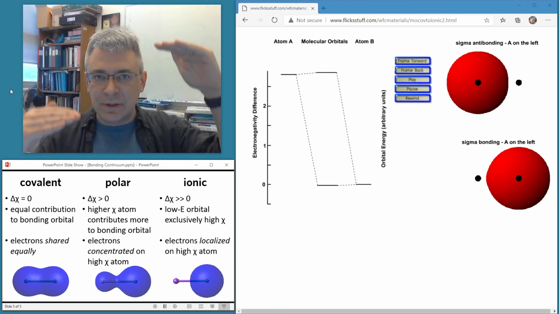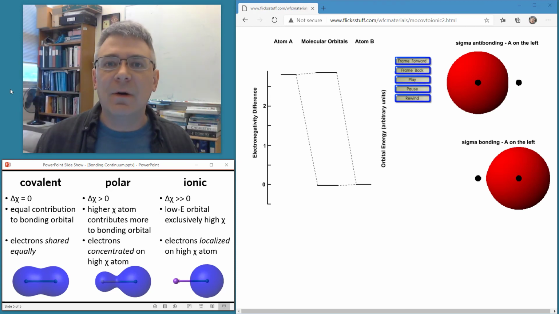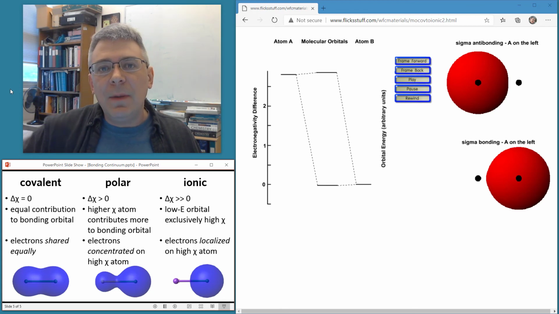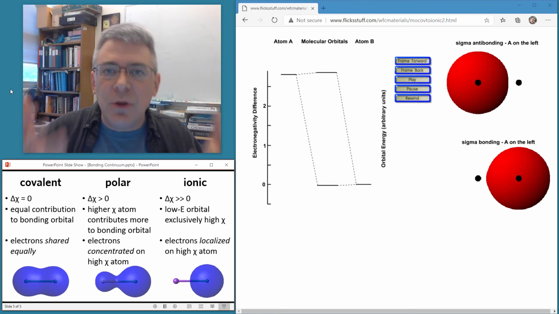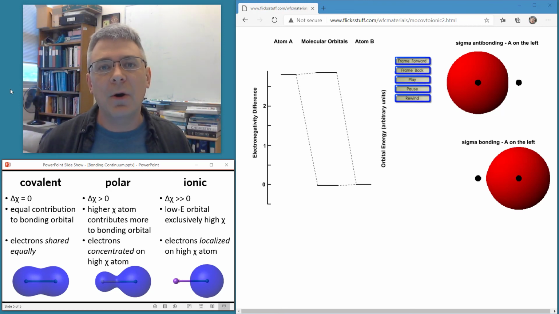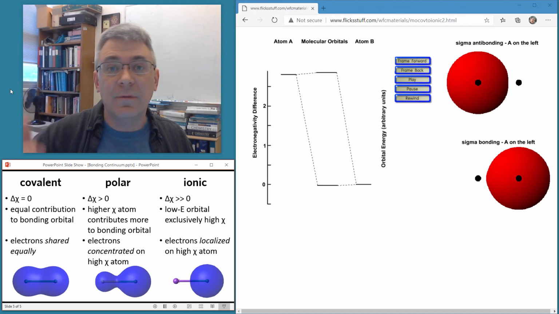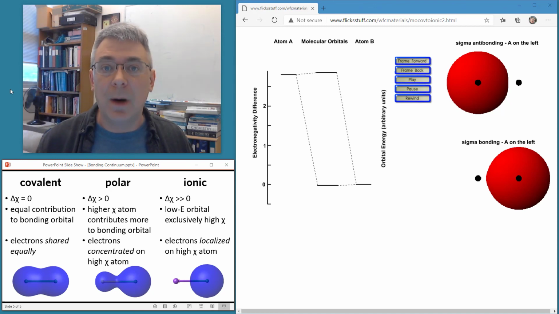But it's a very, very simple model to carry in your head because intuitively it does make sense that the electrons will wind up concentrating on the electronegative partner. Now you can see that that's because the electronegative partner always concentrates and delivers more of its orbital density to the bonding orbital. That's where the electrons wind up.